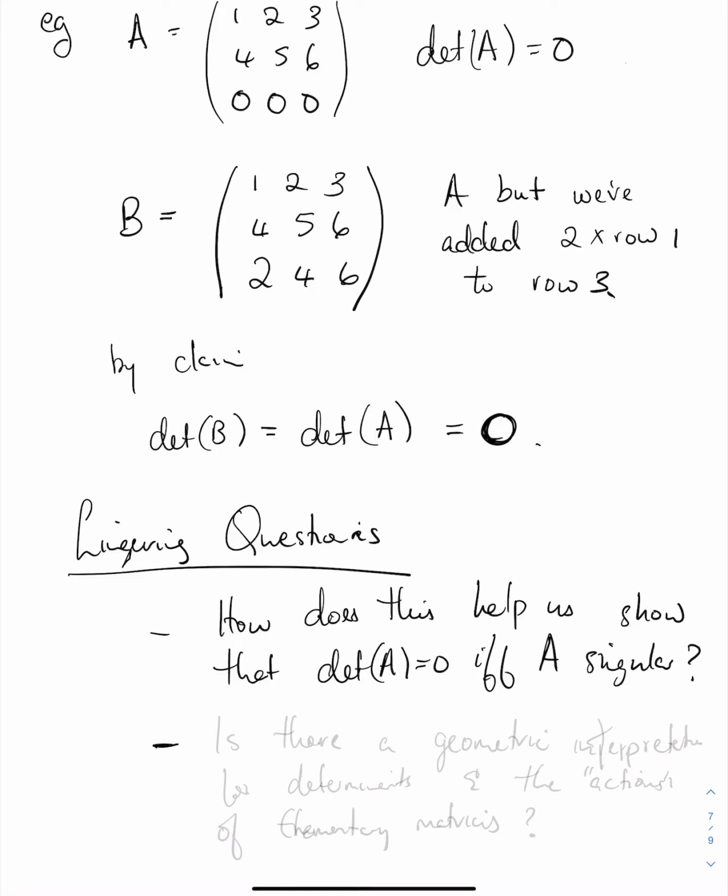And another lingering question could be, is there a geometric interpretation for both determinants and the actions of elementary matrices, both in what they do to another matrix and in what they do to the determinant of another matrix? The answer to this is yes. We will also be doing that soon.